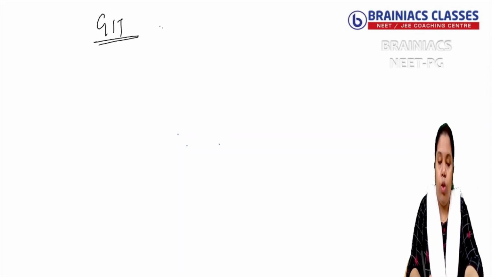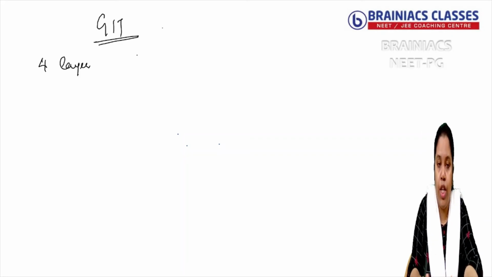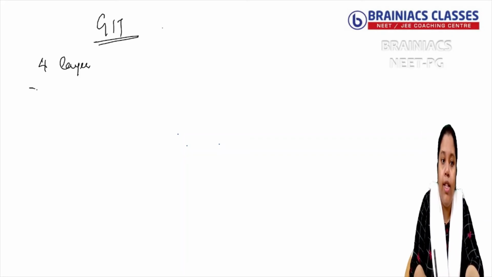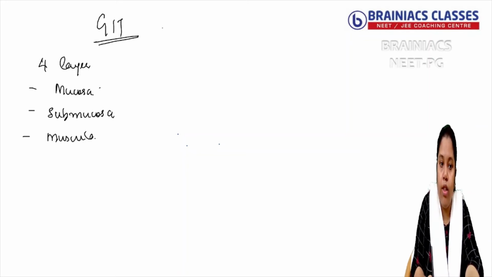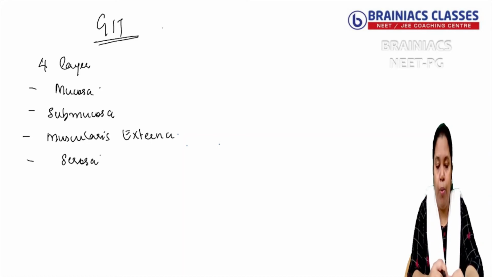There are 4 layers in the GI tube or the gut tube. These layers are mucosa, submucosa, muscularis externa, and serosa. So these are the layers of the gut tube. If we take them one by one, let's start with the mucosa.